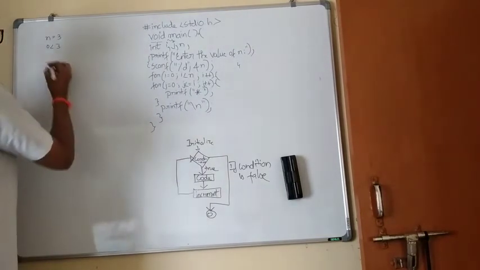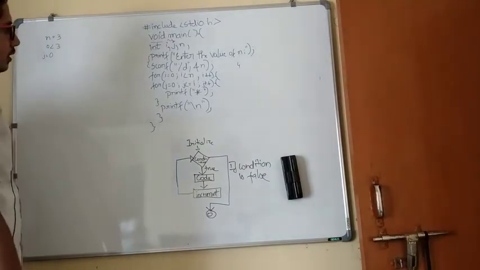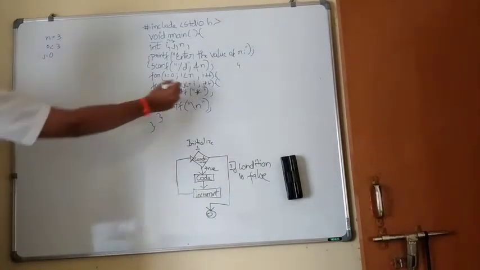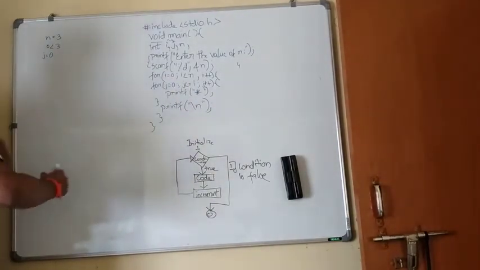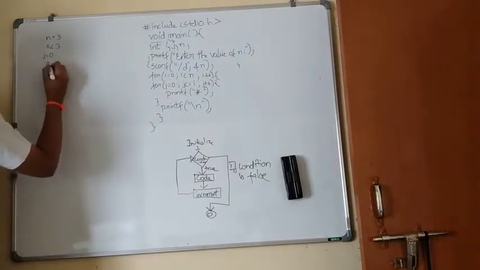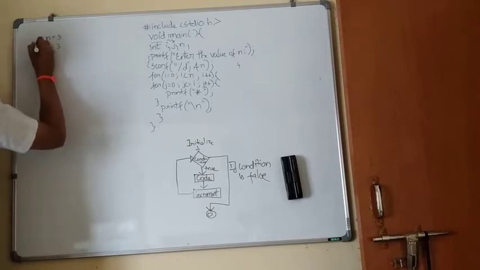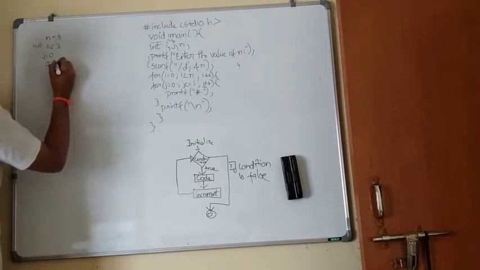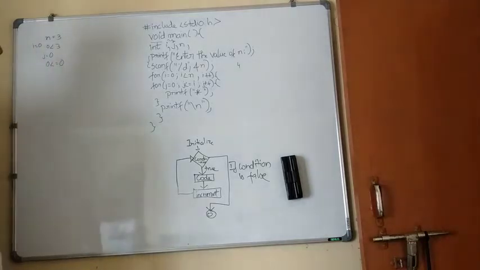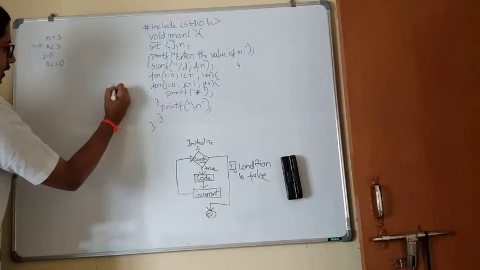In the next for loop, j is equal to 0, right? Then the condition is checked. The condition is j less than or equal to i. j is 0. What is i? i is also 0, right here. i is equal to 0. So 0 is less than or equal to 0. This is true. So what happens? A star is printed.